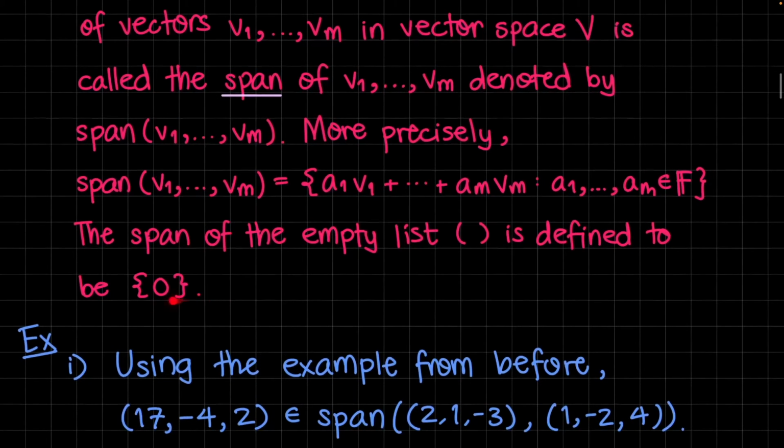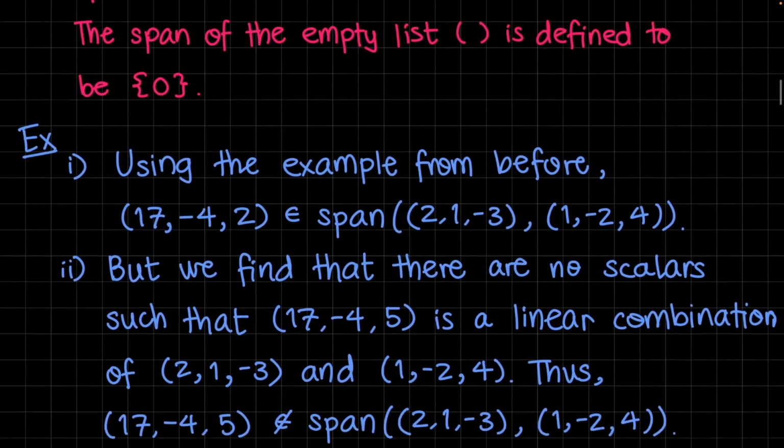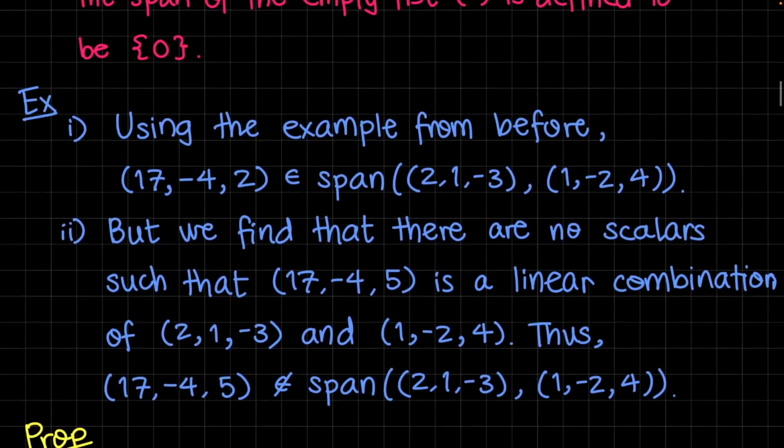So the empty list of vectors should span just the 0. An example before we proceed.